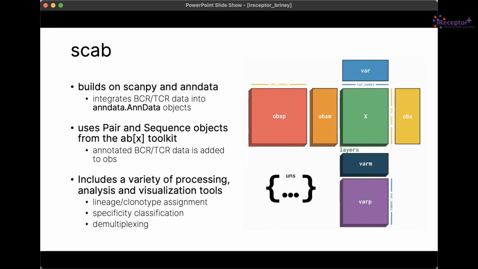And so we use those and we essentially just add that data to the obs data frame, which allows us to link each individual antibody pair or TCR pair to the cell from which it was derived. And it also links together all the gene expression information. If you have feature barcoding, if you have cell hashing, all of that is now linked together at the cell level. We've also included a variety of processing tools and visualization tools that we think are super useful for antibody specific cases as well.